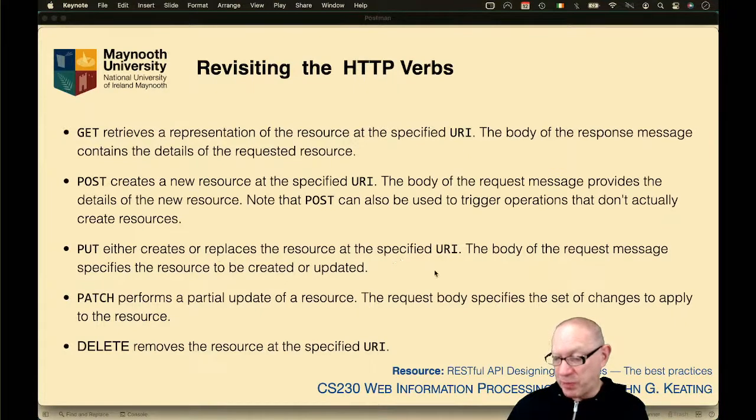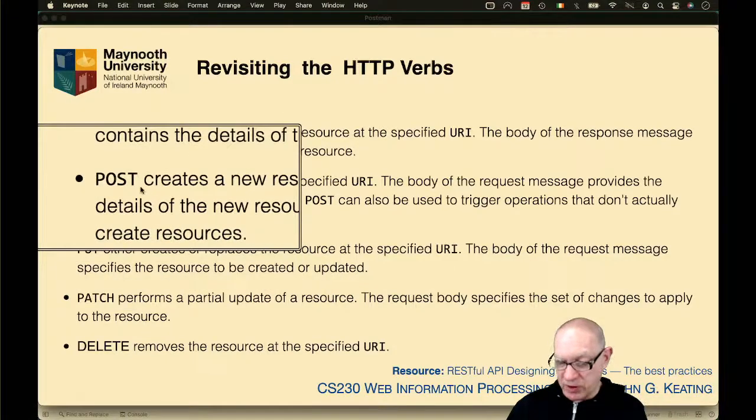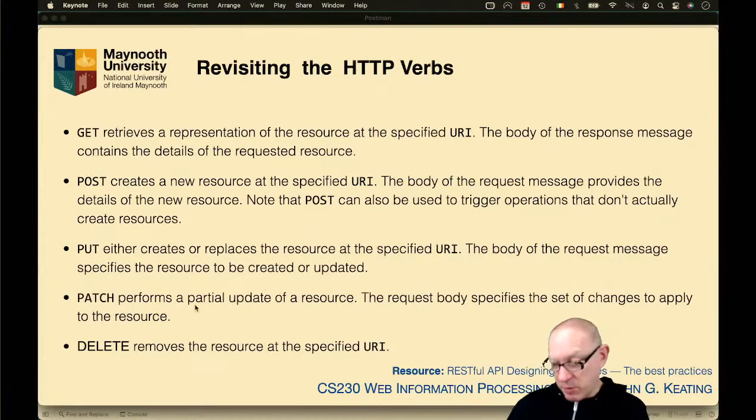PUT creates or replaces a resource at the specified URI. The body of the request specifies the resource. Look at this: creates or replaces. So essentially, it could do the same job as POST. PATCH performs a partial update to a resource. Okay. The request body specifies a set of changes, and DELETE removes a resource at that URI.